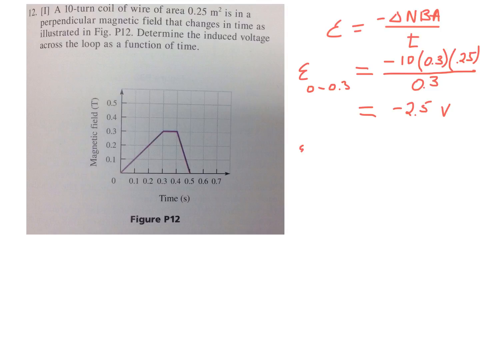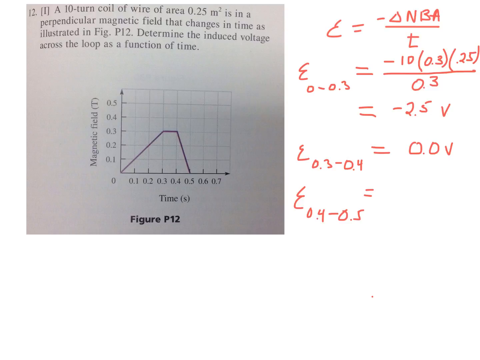Now, from 0.3 seconds to 0.4 seconds, nothing's changing. There's no flux change. Nothing else is indicated that's changing. So there will be a zero potential difference, zero induced voltage over that time frame. But now, from 0.4 to 0.5 seconds, there is an induced voltage once again because there's a change in the magnetic flux.